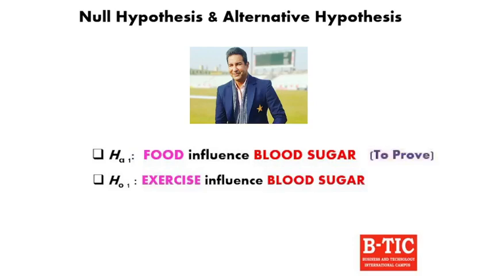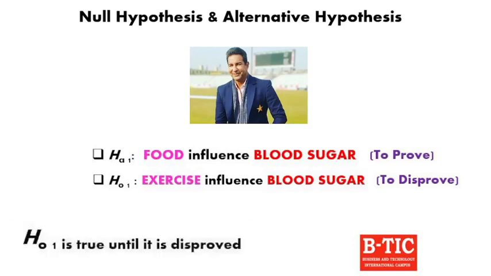That is my alternative hypothesis because I'm doubting that may be the reason. On the other side, I want to disprove exercise influence his diabetes because I'm sure he is having enough exercise. So what I want to prove here is food influence diabetes. That's my alternative hypothesis. And what I want to disprove is what exercise influence diabetes, which is the null hypothesis.